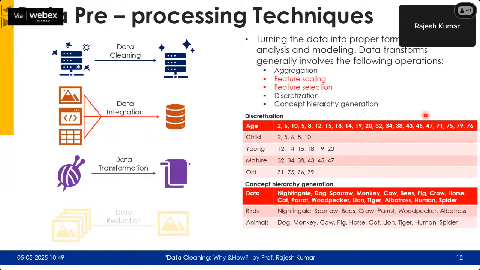There is data transformation. We need to transform it into the proper format. There may be many operations, like aggregation, feature scaling, feature reduction, discretization, and concept hierarchy generation, hierarchically putting the things there. The reason is there because we'll see a few of them, like scaling the feature. Why are we going for feature scaling?